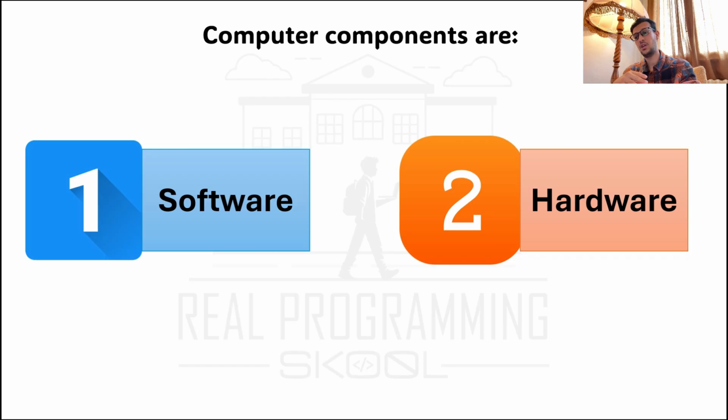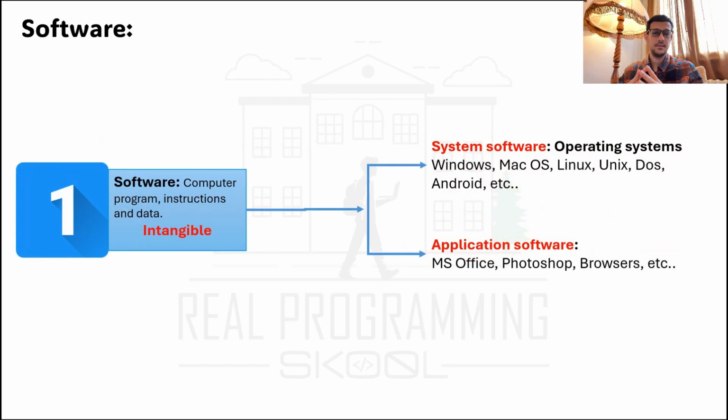Let's start with software. What is software? Software is like computer programs, instructions and data. Anything intangible, anything you cannot touch. Like what? Like system software and application software. System software like operating systems: Windows, Mac OS, Linux, Unix, DOS, Android. And application software like Microsoft Office, Photoshop, browsers, etc. So this is the software.